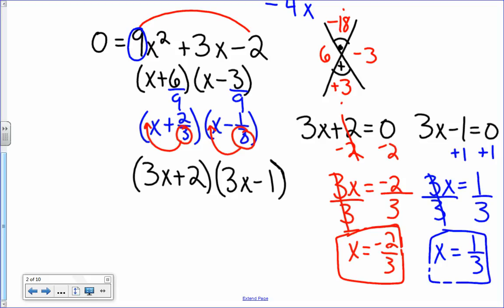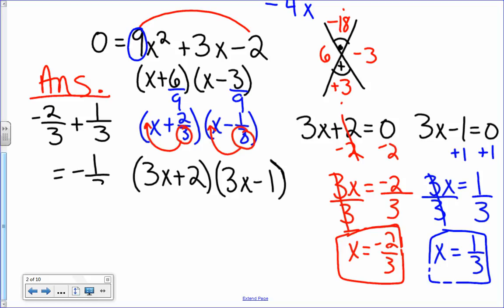But remember back to the question. It says, what are the sum of the solutions? So to actually answer the problem, I would take those two items, negative 2/3, and add 1/3. That's finding the sum. And my answer would be negative 1/3.